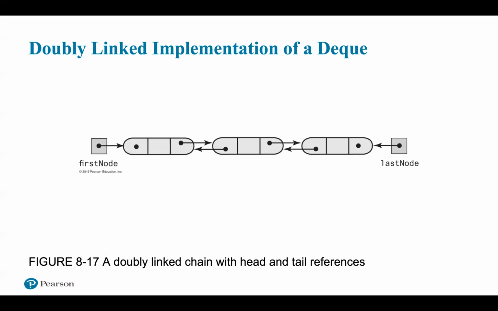Here in the figure, we illustrate a doubly linked chain with its head and tail references. While an interior node references both the next node and the previous node, the first and last nodes each contain one null reference. Thus, when traversing the chain from the first node to the last, we will encounter null when we reach the last node. Likewise, when traversing the chain from the last node to the first, we will encounter null when we reach the first node.